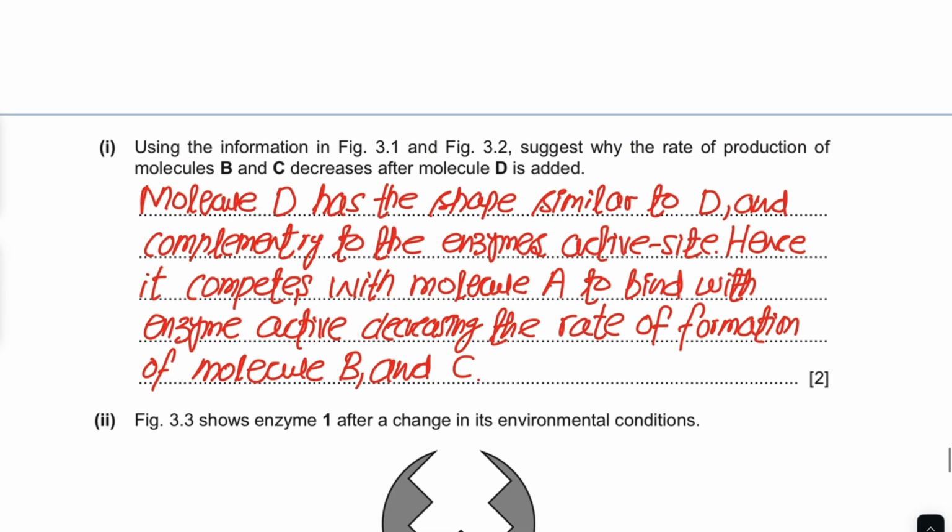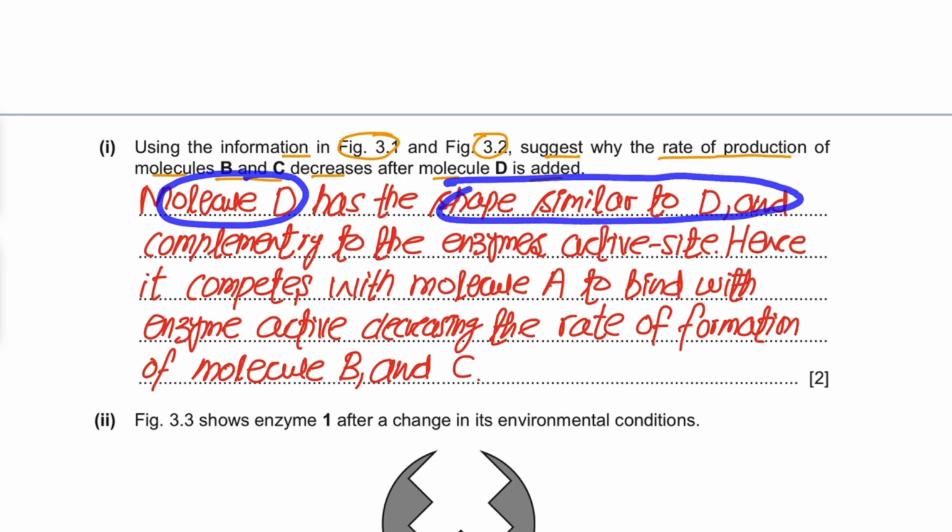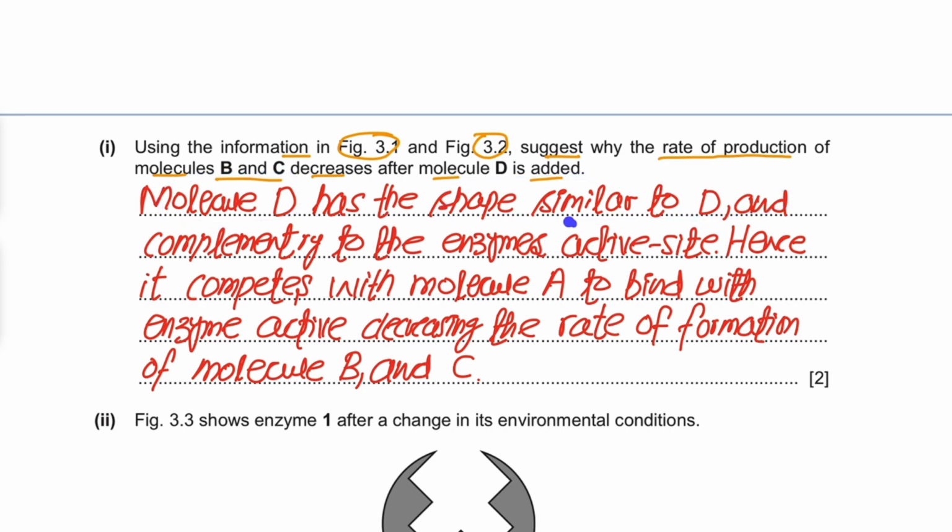So this is the same thing that they have asked here, that you have to use information given in 3.1 and 3.2 to suggest why the rate of production of molecules B and C decreases after molecule D is added. So as I have explained above, molecule D has a shape similar to A, and this molecule D has a shape complementary to the enzyme's active site. So D would compete with A to bind with the enzyme's active site. And when less of A binds with the enzyme's active site, for sure we will produce less of the molecules B and C.